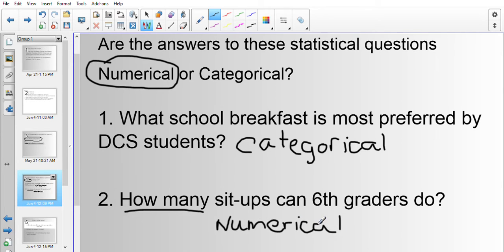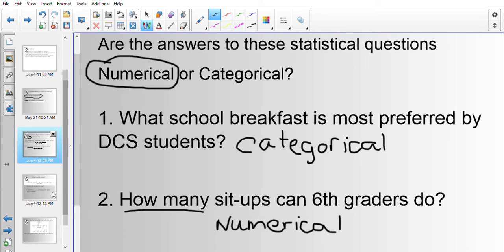Another example of a numerical question might be, how many homework assignments do 6th graders complete per week? How many miles can a 6th grader run? How many hours a day does a 6th grader play video games? Those would be numerical questions because they can be answered with a number. Okay?